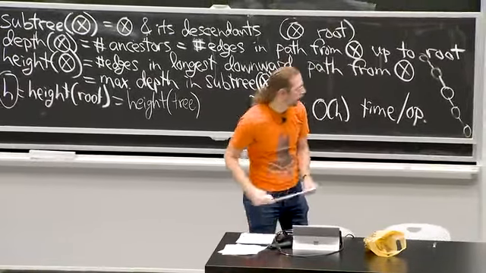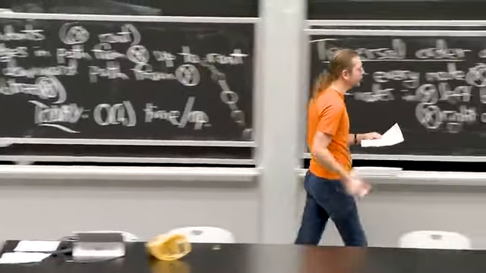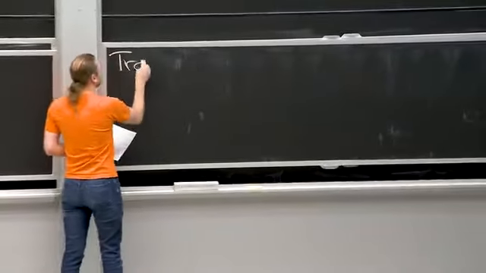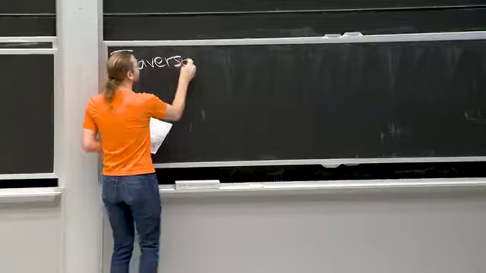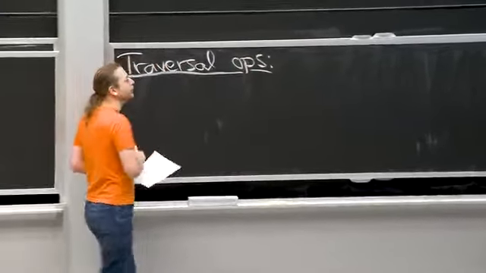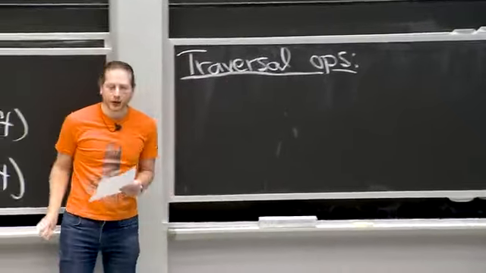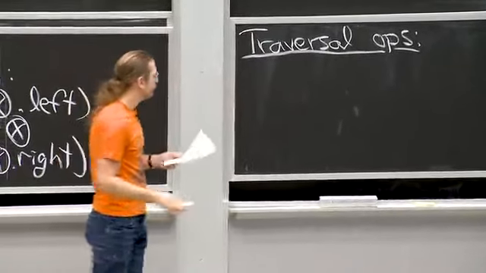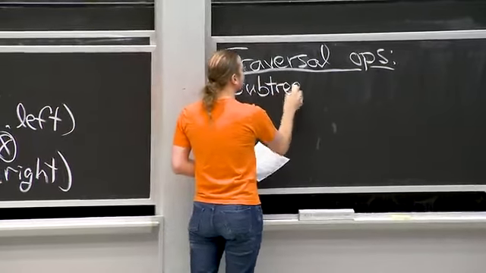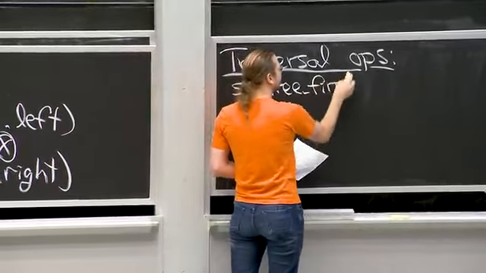But before we get to that, let's talk about different operations we can do just playing around with traversal order. And then we're going to use these to build the sequence and set operations that we care about. So first operation, I'll call subtree first. Seems appropriate that it's called first.